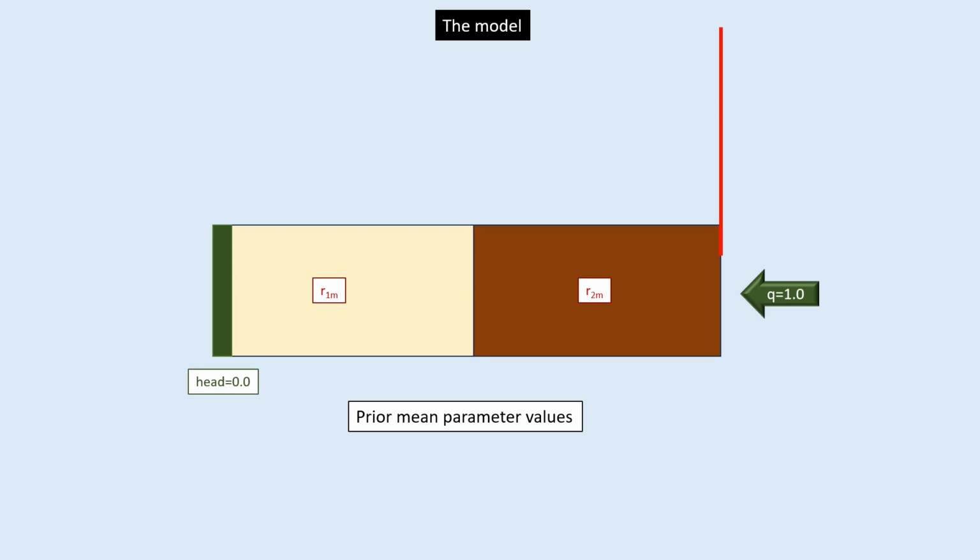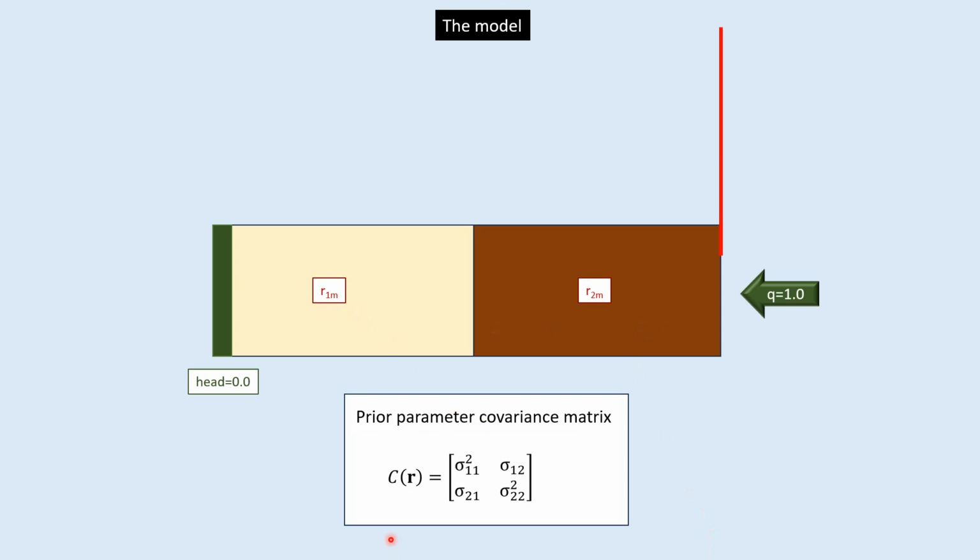We'll characterize our prior mean resistance values as R1M and R2M. And here is our prior parameter covariance matrix, with the individual elements recorded within the matrix. This is the prior variance of the first resistance, the prior variance of the second resistance, and this is the cross covariance between the two resistances, if in fact there is any correlation between them. Remember, variance is the square of standard deviation.